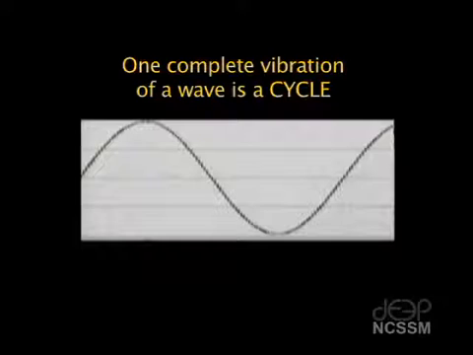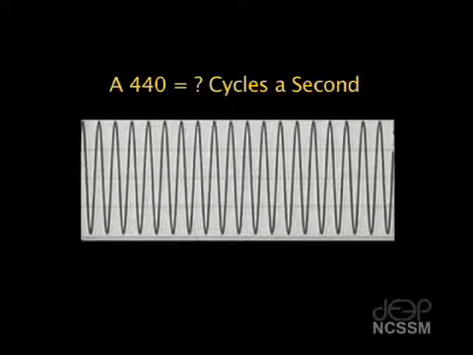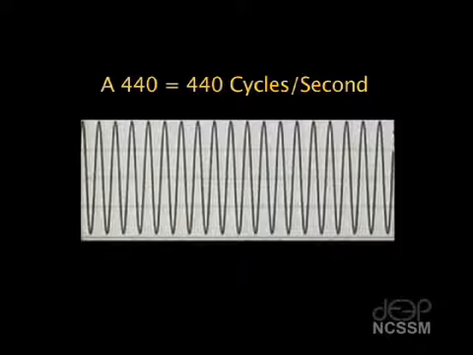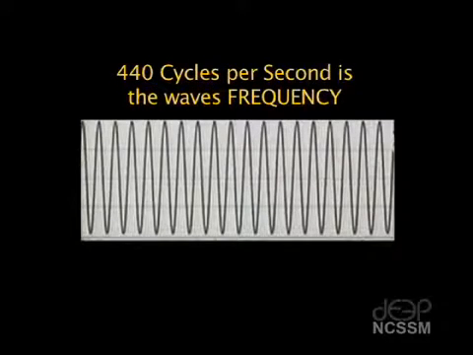Can you guess how many complete vibrations or cycles an A440 goes through in 1 second? The answer is in the name of the pitch. If you guessed 440 cycles per second, you were absolutely correct. This single vibration actually occurs 440 times in 1 second. This is the wave's frequency, the number of cycles or waves that occur in 1 second. Let's look at how fast that really is.